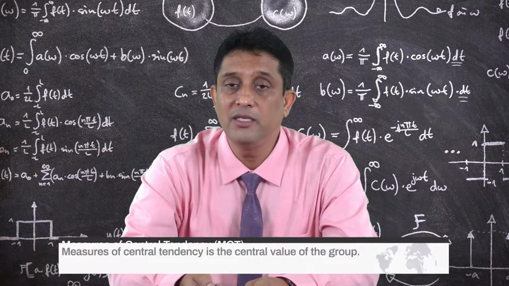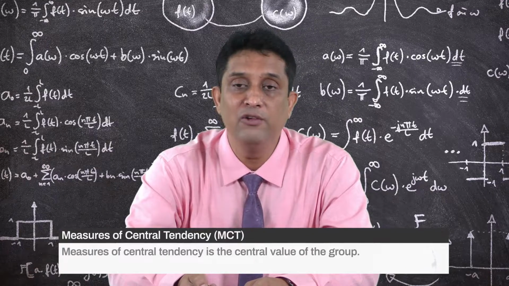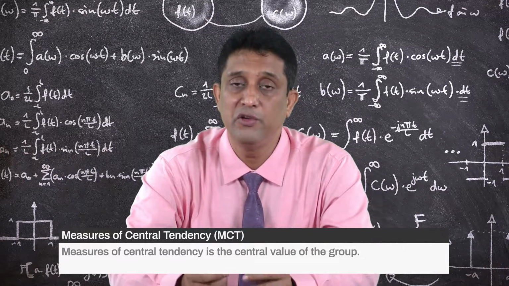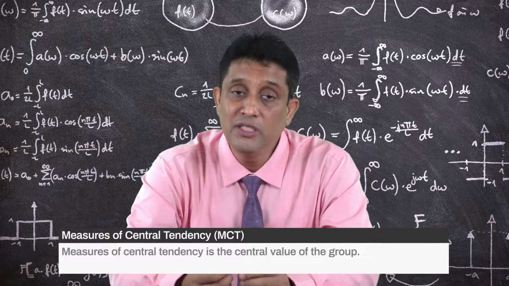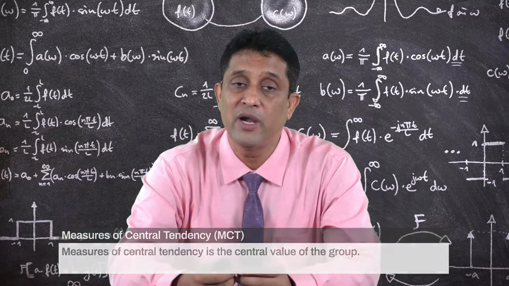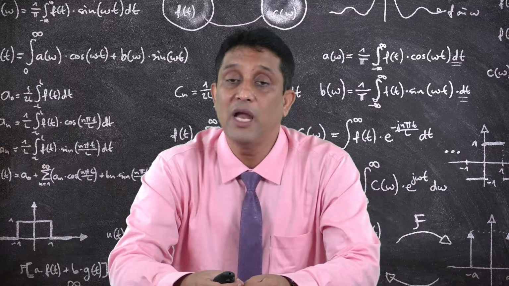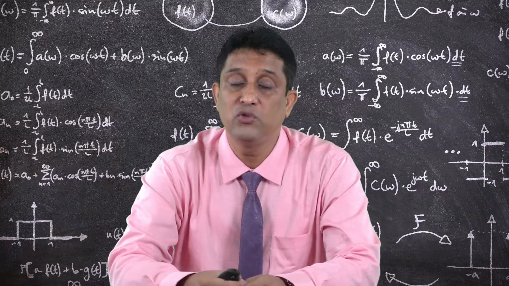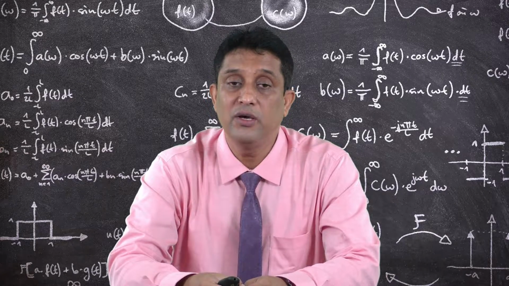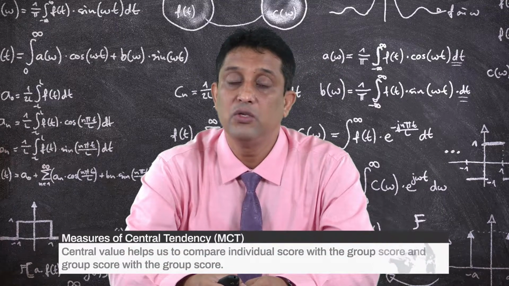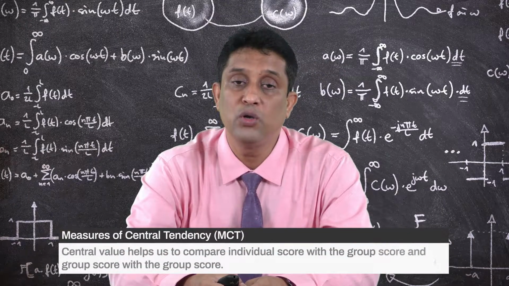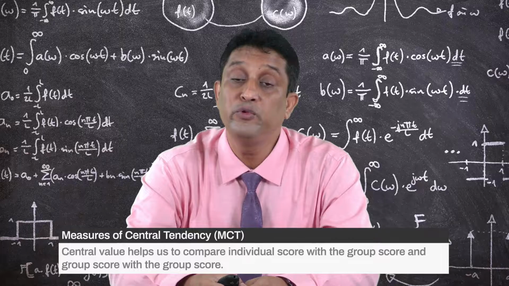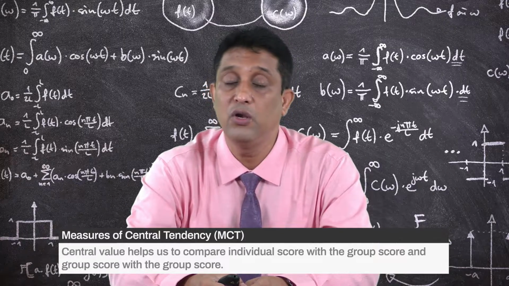Measures of central tendency is the central value of the group. So you have a group, you are teaching that group, and you have administered certain tests. So you can find out the central value, the average score of that group. Then further, the central value helps us to compare individual score with the group score and group score with group score.